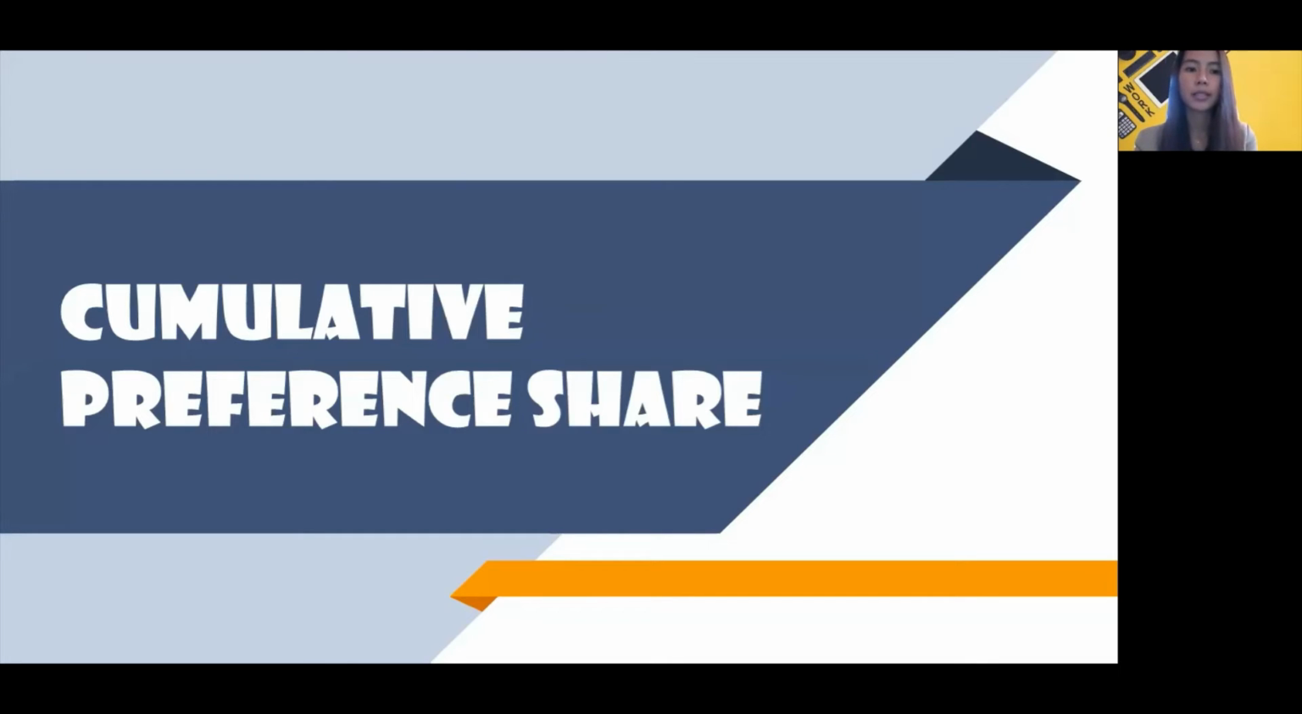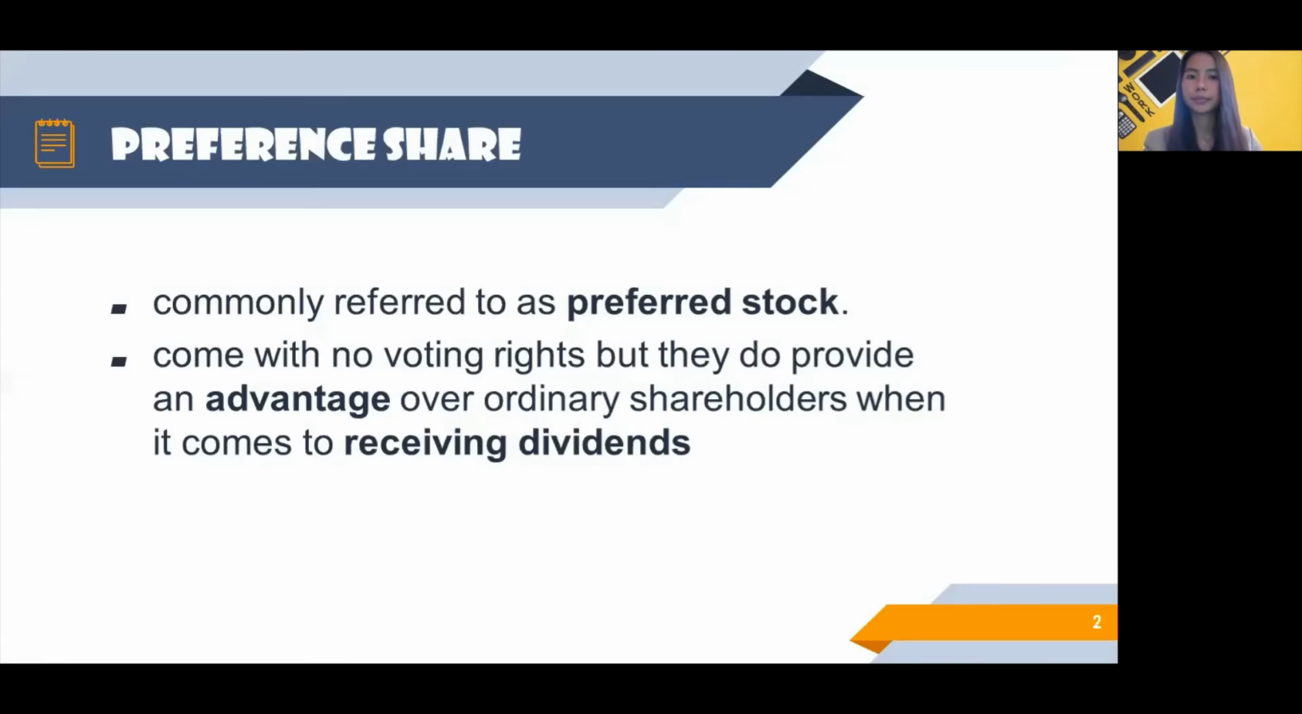So, start muna tayo sa discussion ng cumulative preference share. But before that, let us first define what is a preference share to make you more familiar. So, ayan. Preference share is commonly referred to as preferred stock. So, from the word itself, preferred, meaning they are guaranteed as priority. And preference shares also come with no voting rights, but they do provide an advantage over ordinary shareholders when it comes to receiving dividends. So, kung i-compare natin si ordinary share kay preference share, so si ordinary share is residual lang yung nature niya. Kumbaga, kung ano lang yung tira ni preference share, is yun lang yung pwede niyang ma-receive.